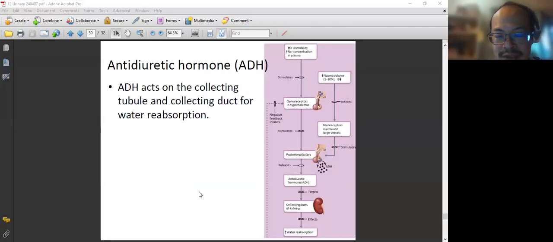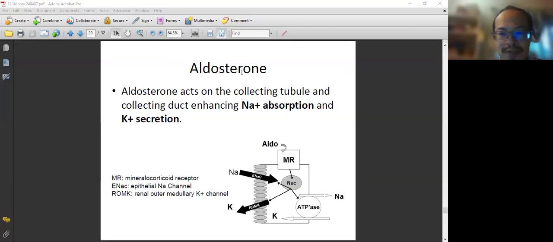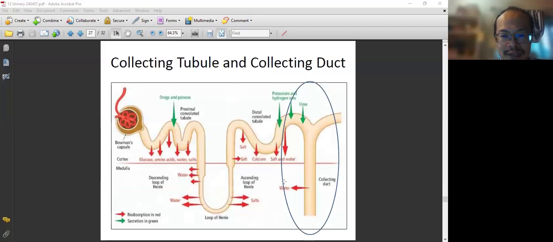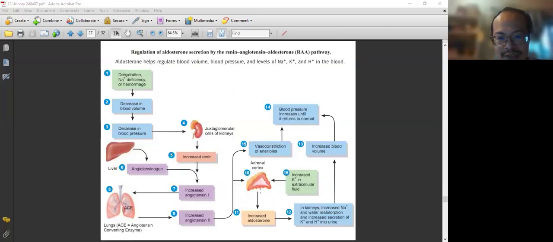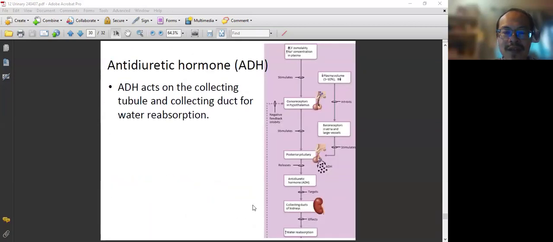Another one is ADH. Aldosterone is secreted from the adrenal cortex, so you know that, and it acts on the distal. I think we have the picture right there. This adrenal cortex secretes the aldosterone. ADH comes from the posterior pituitary, which is an extension from the hypothalamus. So they are secreted from the posterior. When they are secreted, they circulate and do several things. ADH is also called vasopressin, so it can cause vasoconstriction.